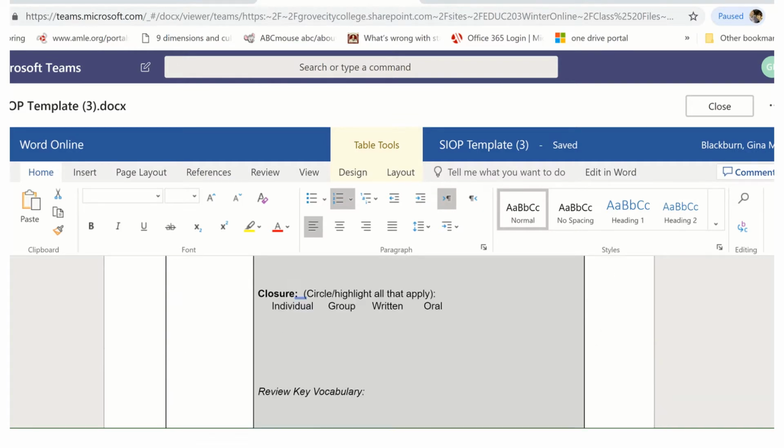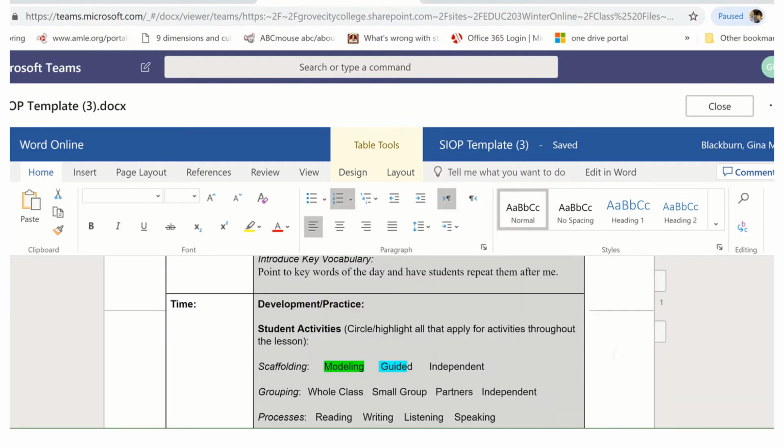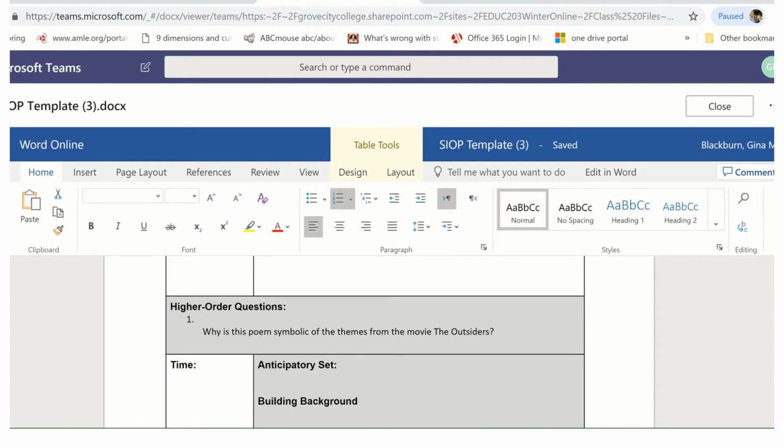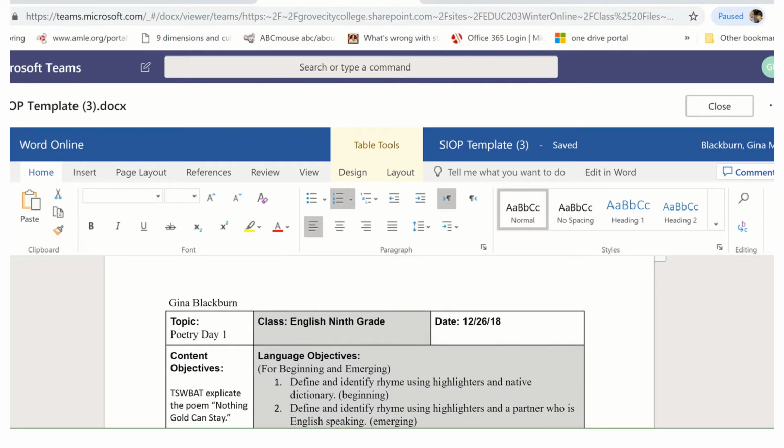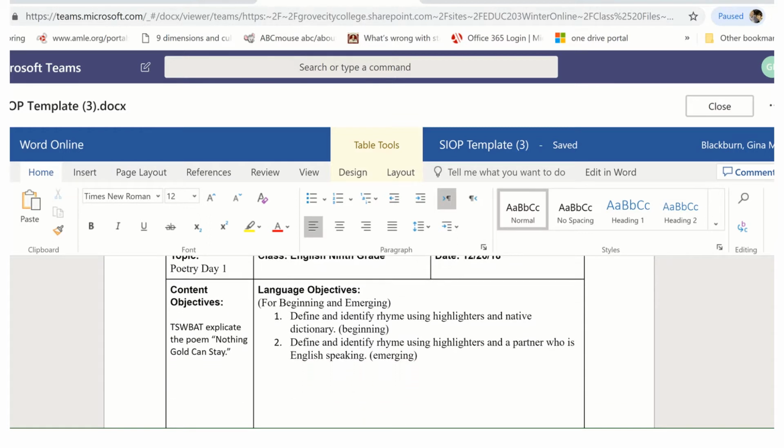So I'm scrolling back up. I started this earlier as an example to kind of walk you through it. Your topic is just what the lesson's going to be about for the day. Class, for me, it's English, 9th grade. The date, and then your content objectives.